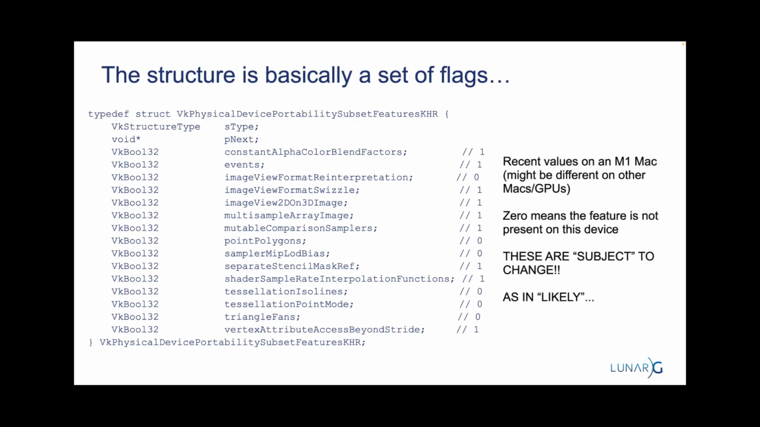It's already in the MoltenVK GitHub repo. The very next Vulkan SDK that gets released will include that, and this flag, triangle fans, will suddenly come on. So bear in mind that just because these are set a certain way on your machine, that's not going to be that way on users' machines forever.